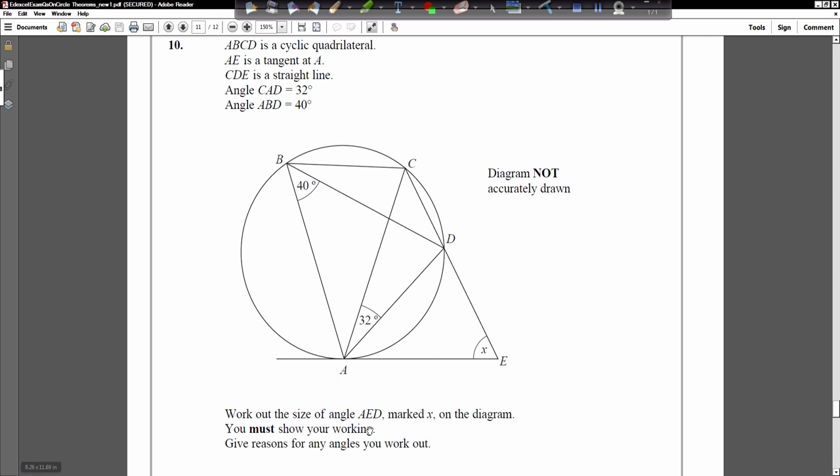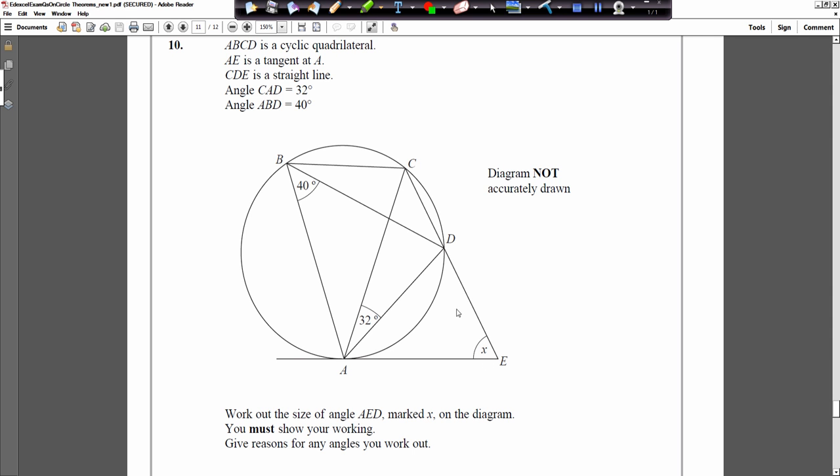And they want us to work out the size of angle AED marked X on the diagram, which is this angle here. That's angle AED. Okay, you must show your working. Give reasons for any angles you work out. Okay, let's start putting in information that we know from what they've given us.